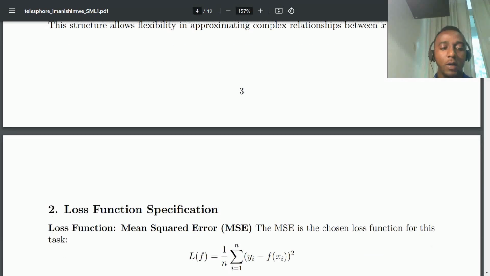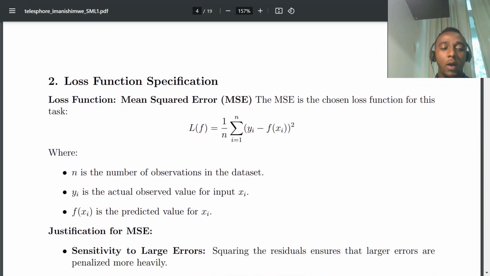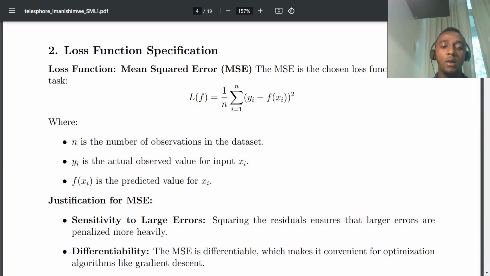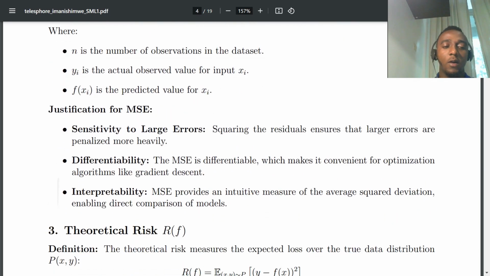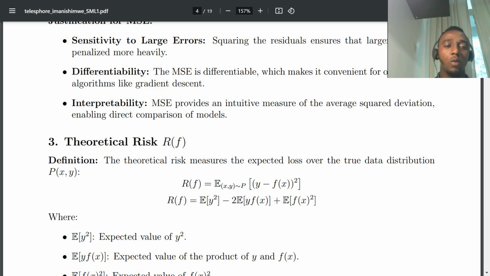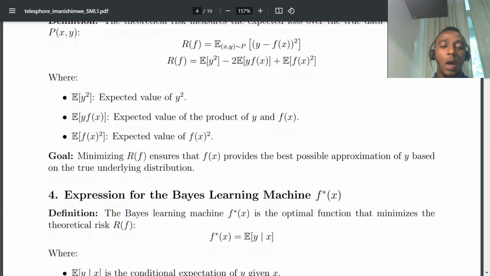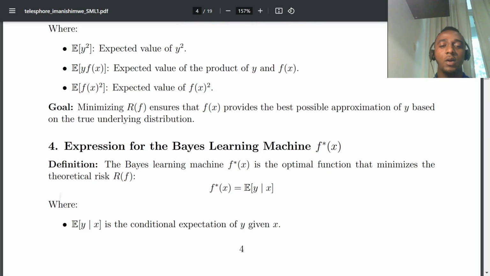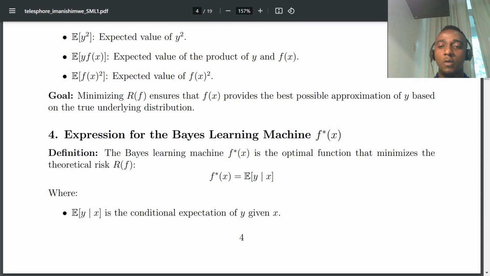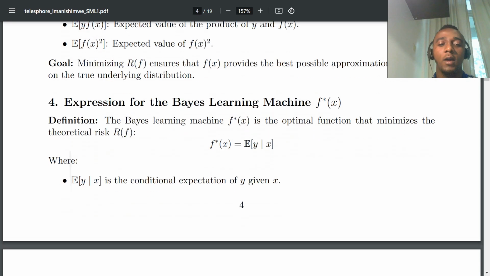After that, I checked the loss function, where scaling the residual ensures that large errors are penalized more heavily. And after, I went to the theoretical risk, which is the measure of expected loss over the true data distribution. And after that, I went to the Bayes learning machine, where the Bayes machine is the optimal function that minimizes the theoretical risk. So it is the expectation of y given x.